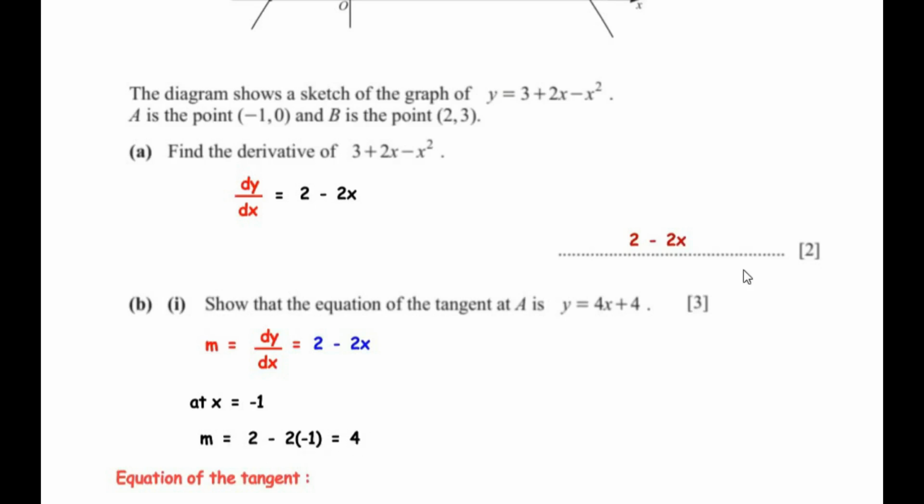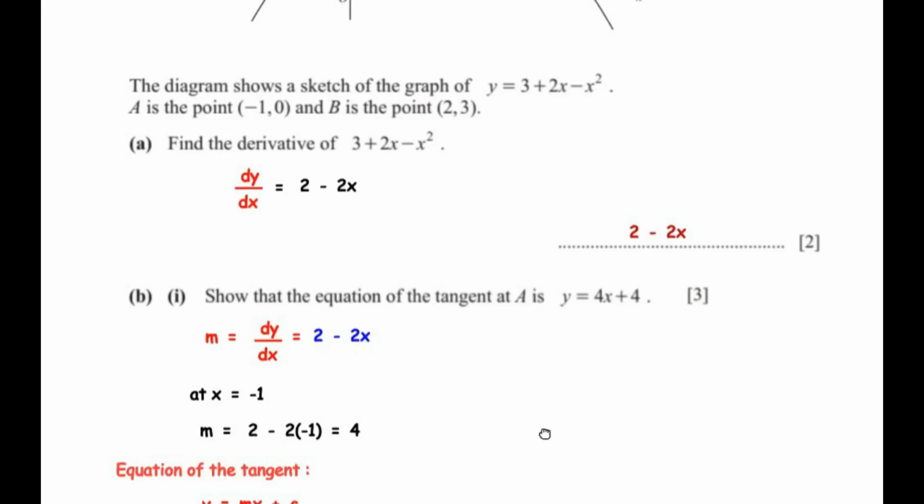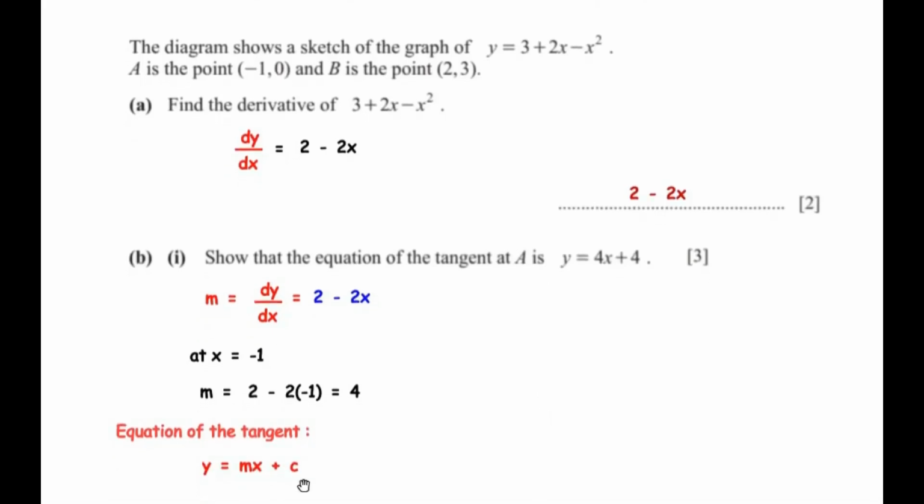Now once we have got this, let us focus on the equation of the tangent. So equation of the tangent is given as y is equal to mx plus c. Now here, since we are looking at the equation of tangent at point A, we have the coordinates of point A as -1 and 0. So let us plug in the value of y as 0, m as 4 and x as -1 to get the value of c, which is the y-intercept.